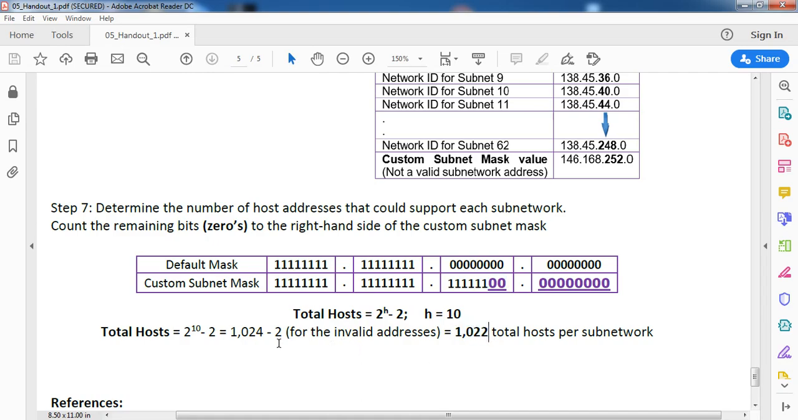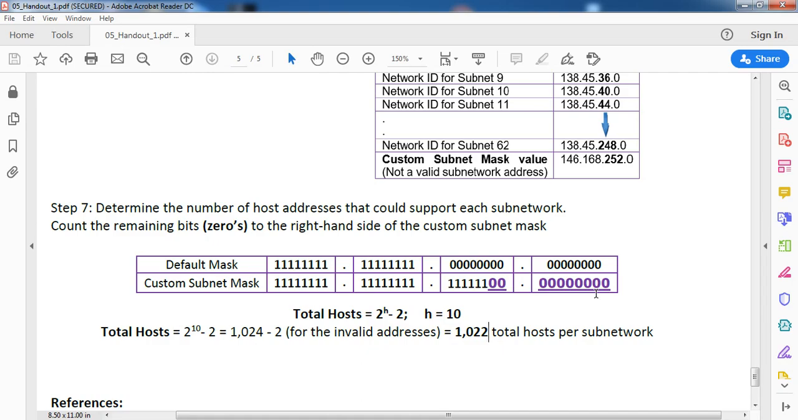Why is there minus 2? Because we can't use all zeros and all ones. So anything in between is fair game or usable. Okay? So that is the process of determining the subnetwork ID. Hopefully you learn a lot from this specific lesson.